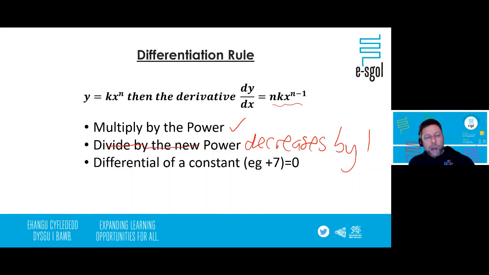And again, when we get to the questions, that's when it's more useful to see when it's in action. Differential of a constant, e.g. plus 7, will go to 0. Why is that? Because if I draw the line y equals 7, which I've just drawn at the bottom of the page now, you will see in theory it is horizontal, and a horizontal line, the gradient is worth 0. So that's why it gives you the 0 there.